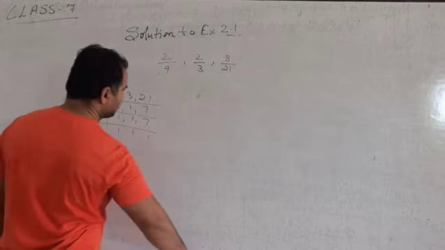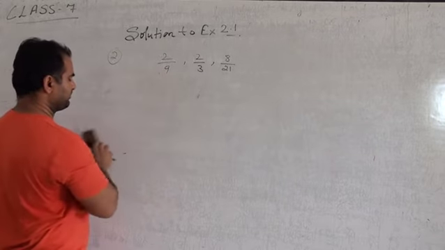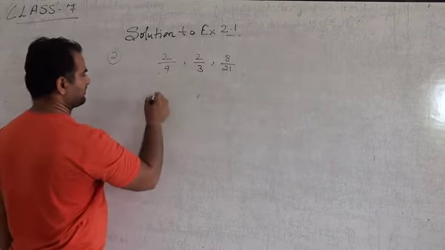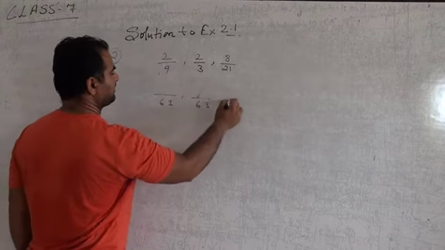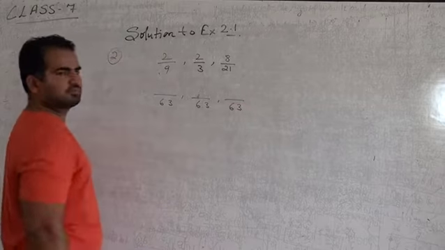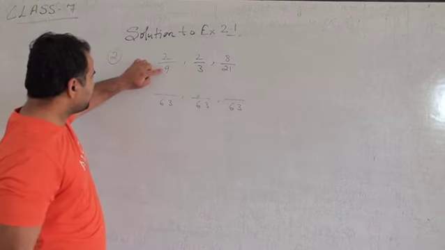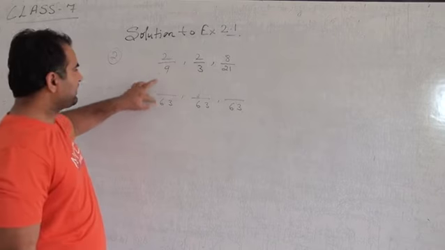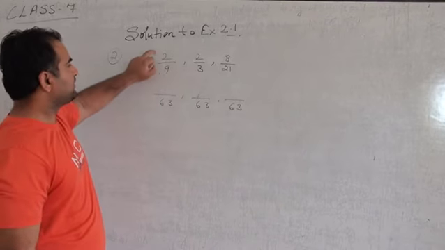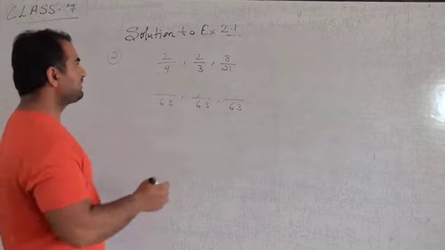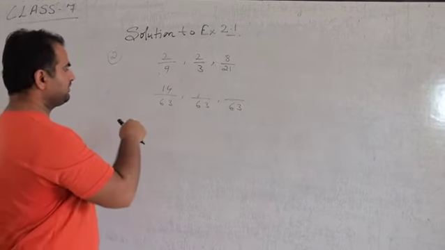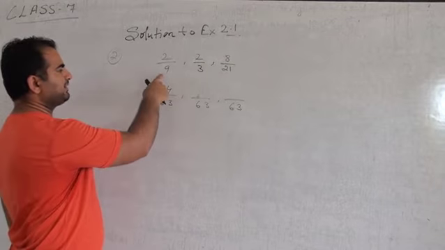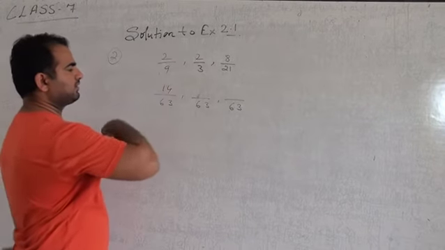So I will write 63 and 63. Okay. So to change 9 into 63, we have to multiply 9 by 7. So the numerator is also multiplied by 7. It will be 14. Okay. Or you can do it as 63 divided by 9 is 7, and 7 2s are 14.